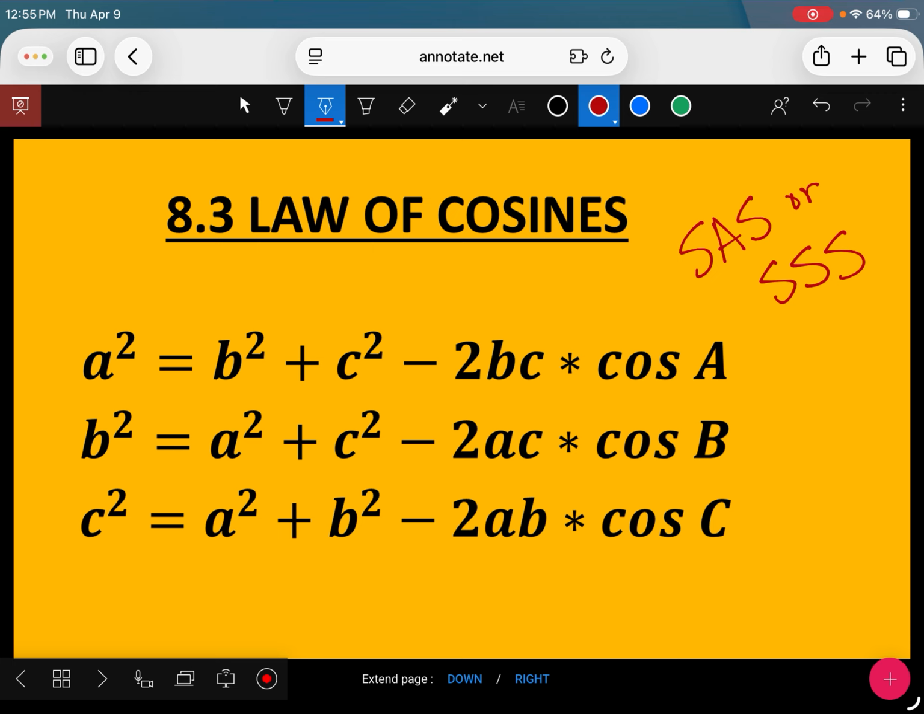What does this remind you of? This a squared equals b squared plus c squared. Pythagorean theorem. Okay, so we always start with that. And then it's minus 2 times whatever two sides times the cosine of the angle. So we're going to work with it a lot.